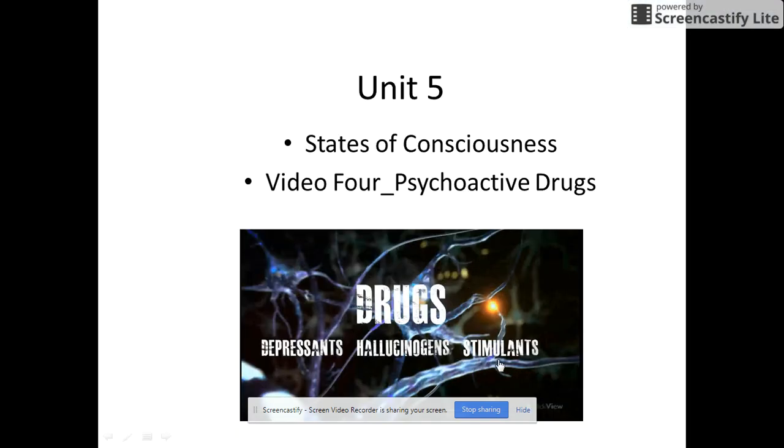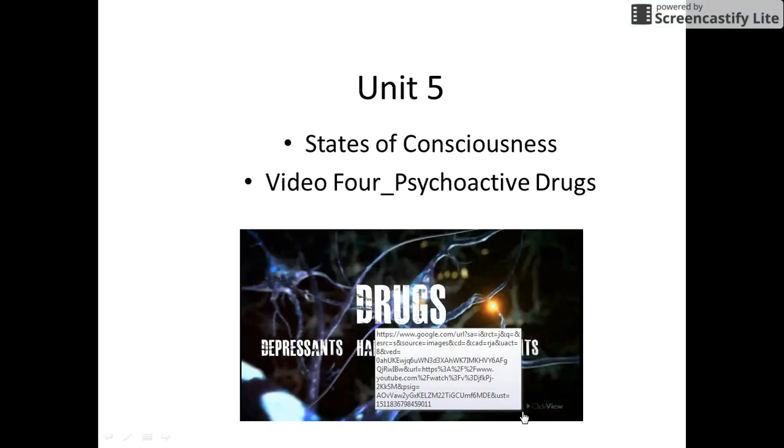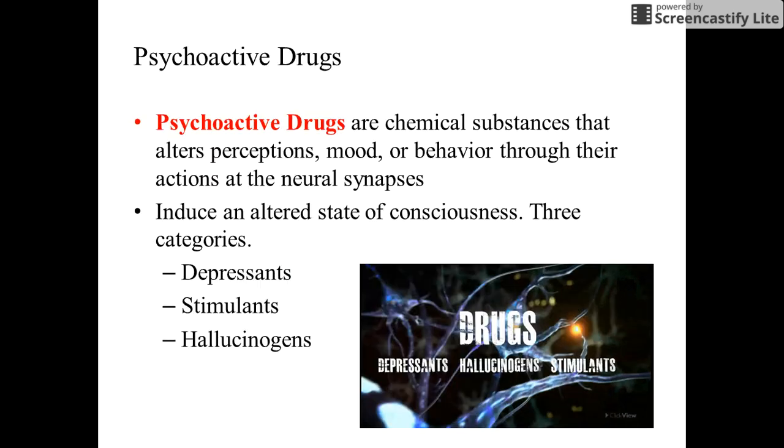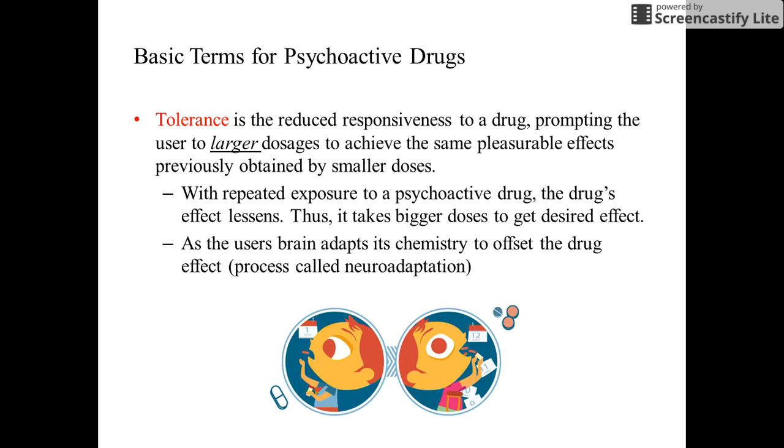Okay, so this is States of Consciousness, Unit 5. This is video 4, looking at psychoactive drugs. So, what is a psychoactive drug? These are chemical substances that alter your perception, your mood, your behavior through actions at the neural synapse. So, this is an altered state of consciousness. It induces an altered state of consciousness. And there are 3 different categories that we're going to look at today: depressants, stimulants, and hallucinogens.